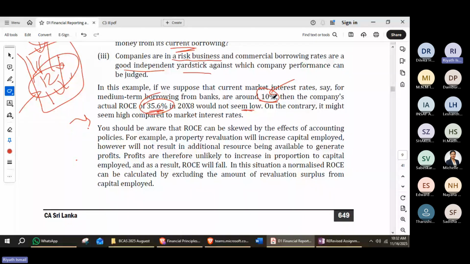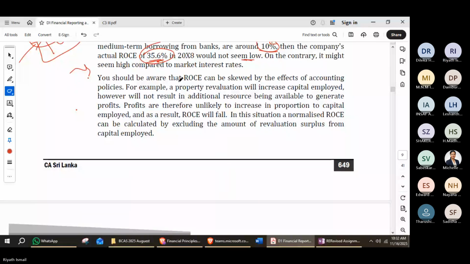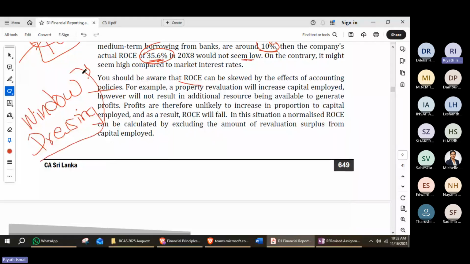You should be aware that return on capital employed can be skewed by the effect of accounting policies, sometimes called window dressing. It's a separate area of discussion. Window dressing means that even though the company performs poorly, the management manipulates some of the information to show the company is fine. For example, property revaluation.